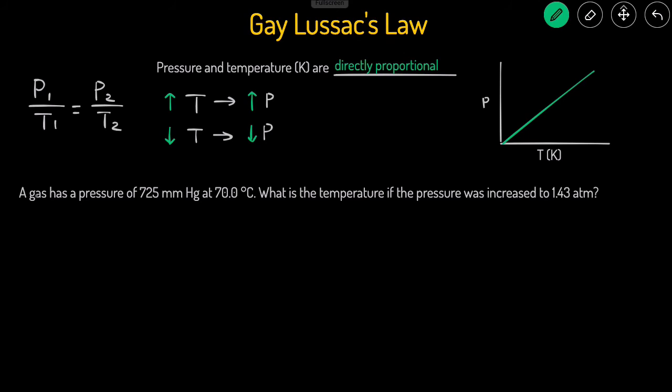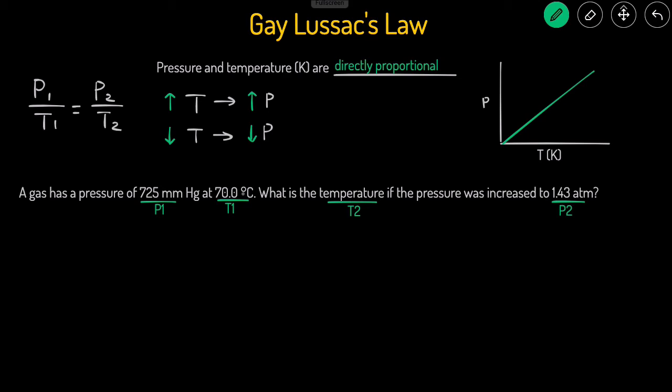And one final question. A gas has a pressure of 725 millimeters of mercury at 70 degrees Celsius. What is the temperature if the pressure was increased to 1.43 atm? Here we have a similar situation. We have the original pressure, we have the original temperature. They're asking us for the final temperature, and then they give us the final pressure. So once again, it's going to be Gay-Lussac's law. Since the pressure increased, we expect that the temperature should increase.